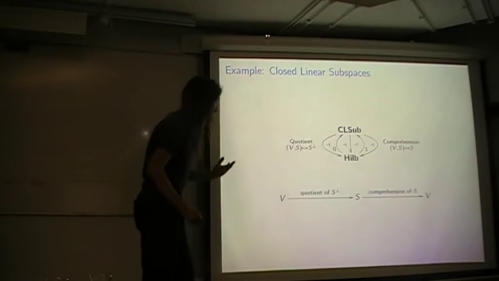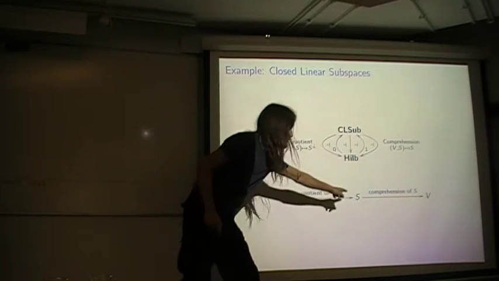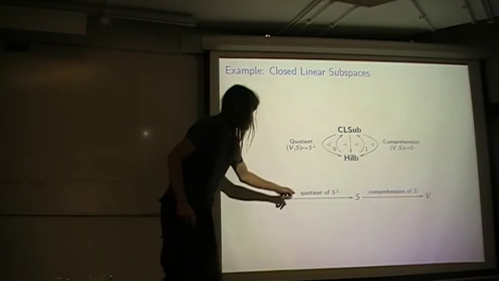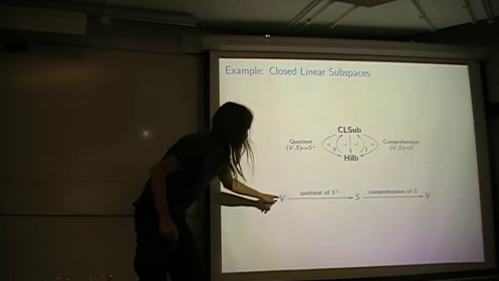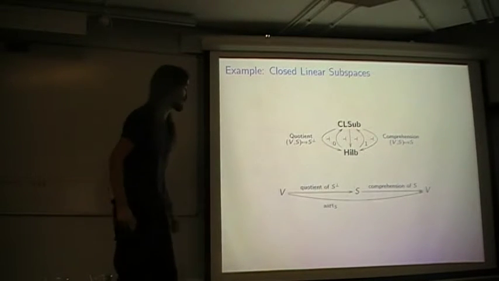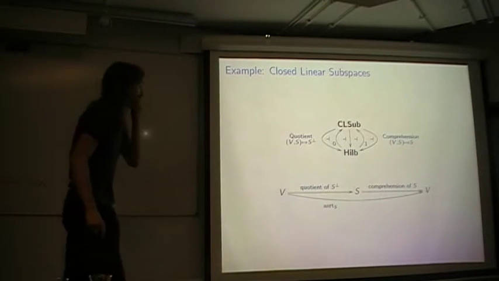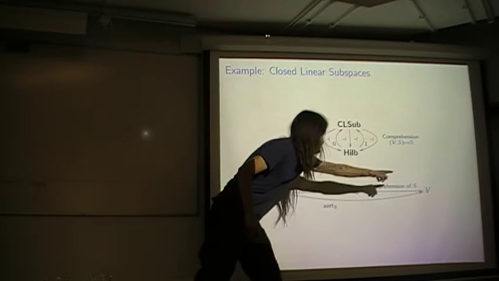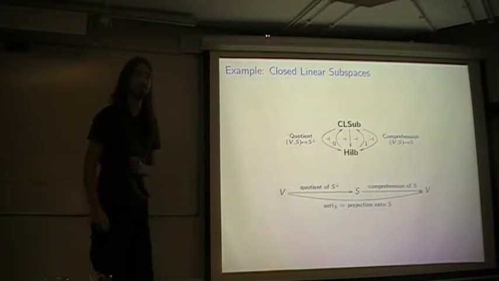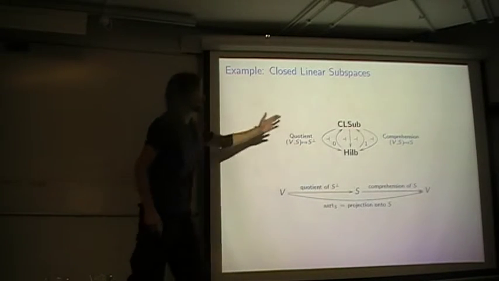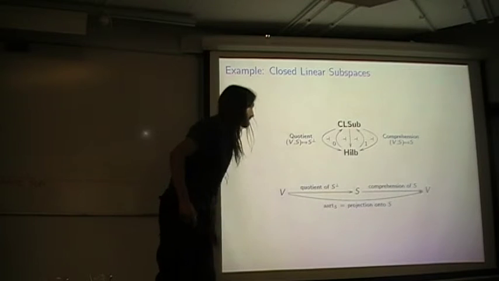So what we can do now is take the counit of the quotient adjunction and the unit of the comprehension adjunction. I will call those things quotient and comprehension as well, and compose them. Then we get a map from the vector space V to itself, which I will call assert, for reasons that will become clear later. Since this is just the inclusion, and this one is the projection onto S, this will be the projection onto S. So given a closed linear subspace, you can get the projection onto S by this composition.